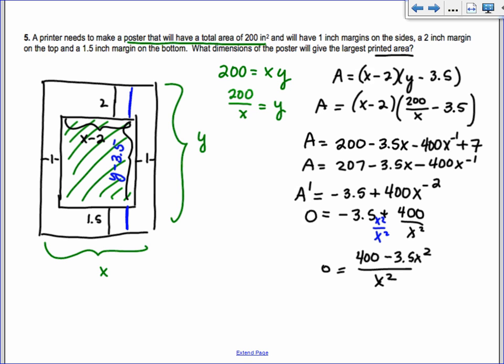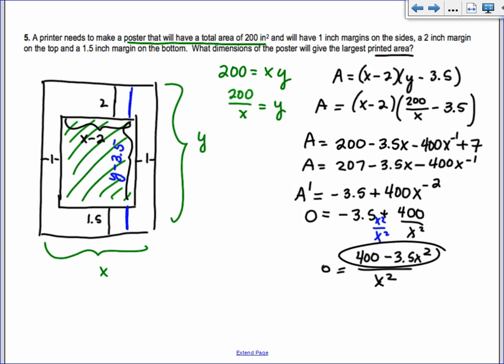And like I said before, you don't need to do that necessarily. You could add the 3.5 over, multiply the x squared, right, and solve for x squared that way. But you really should consider that you have another critical value at 0. If you do that, you're missing out on your critical value. All right, so set equal to 0.